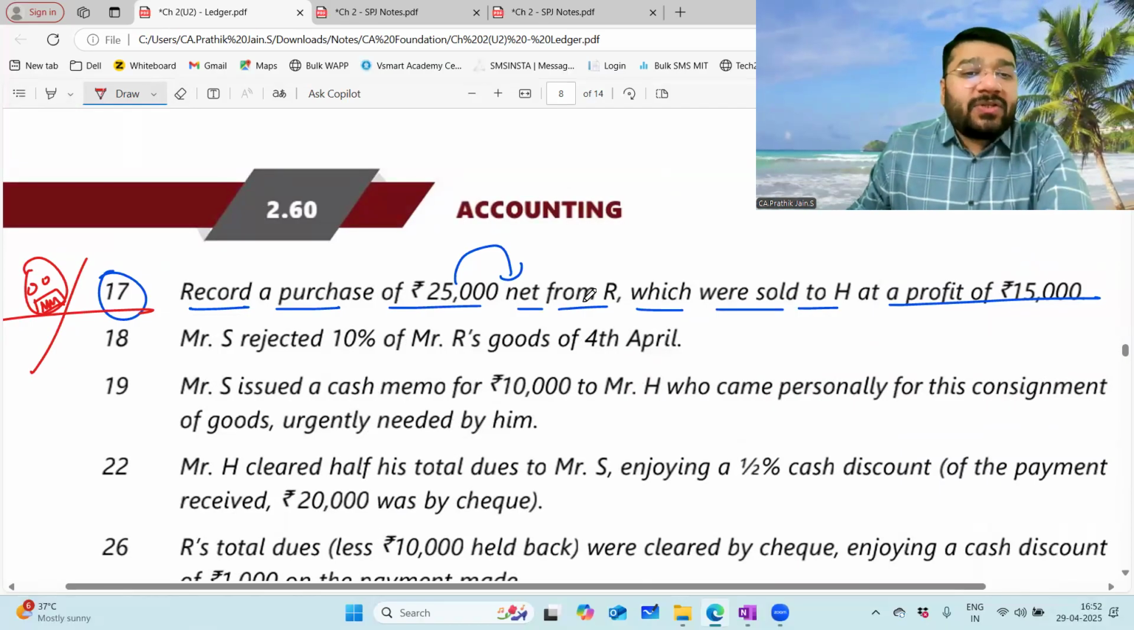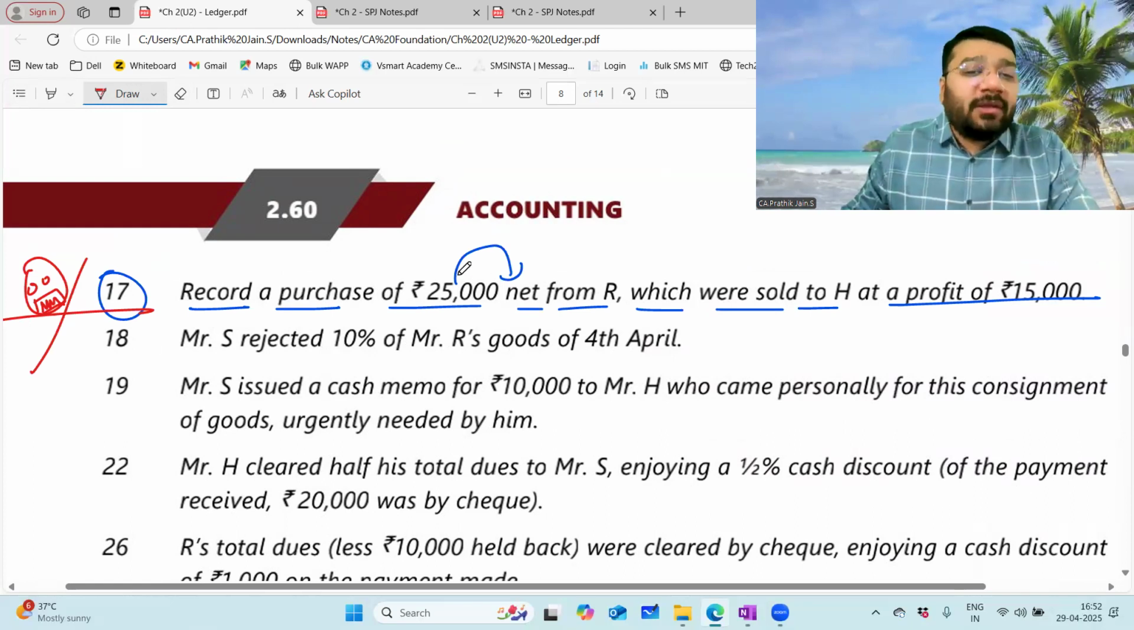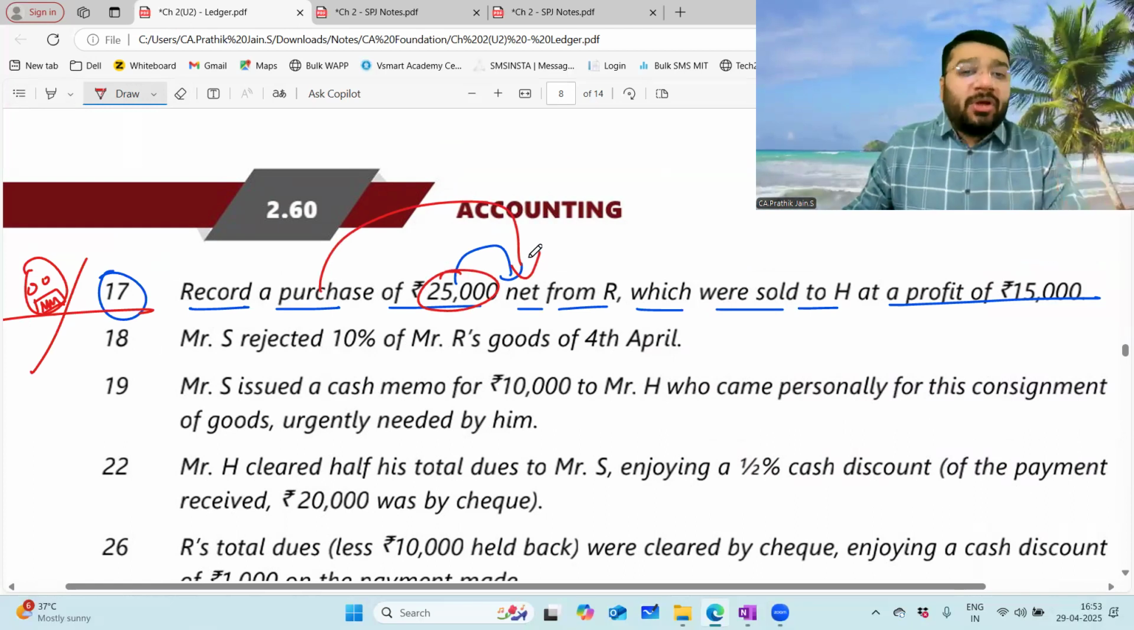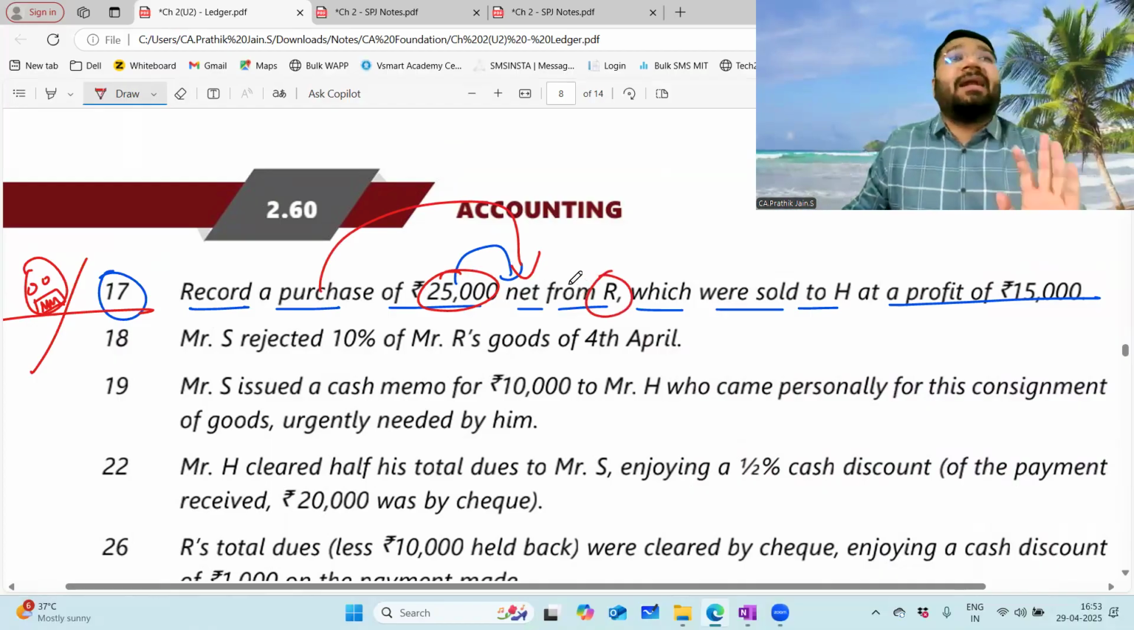Record a purchase of 25,000 from R. So basically, who has purchased from R? We are purchasing from R. So we have purchased from R goods worth 25,000. And this purchase is net purchase. There's no trade discount. So basically, from R, we have purchased 25,000 worth of goods on credit.